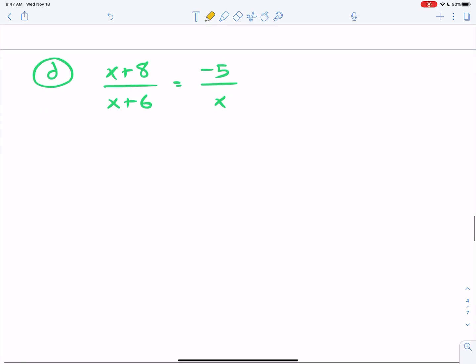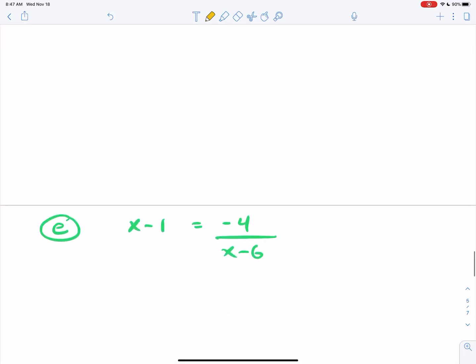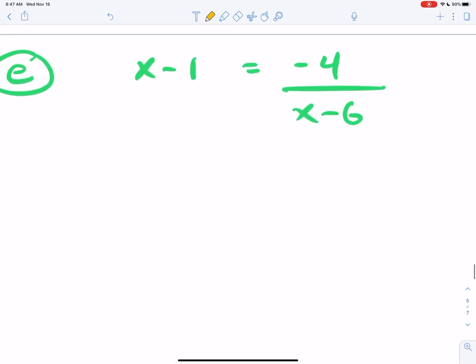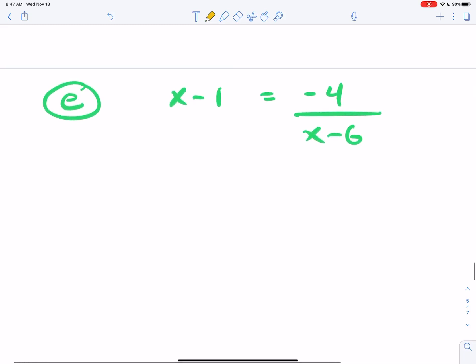Let's skip this one. Let's do this last one here. All right. Go ahead and write it down. Press play when you're ready.